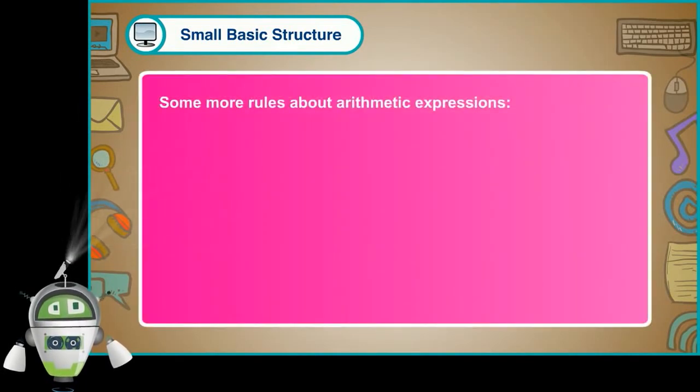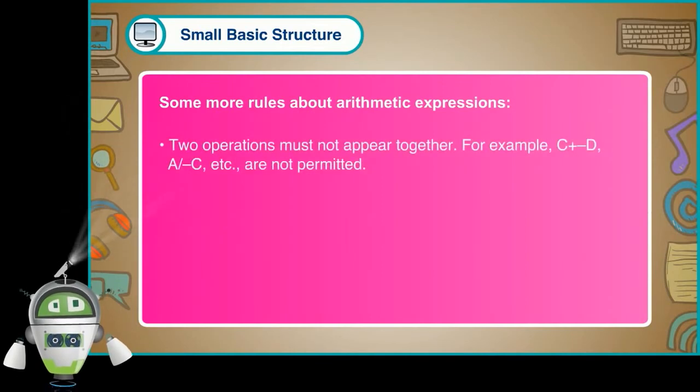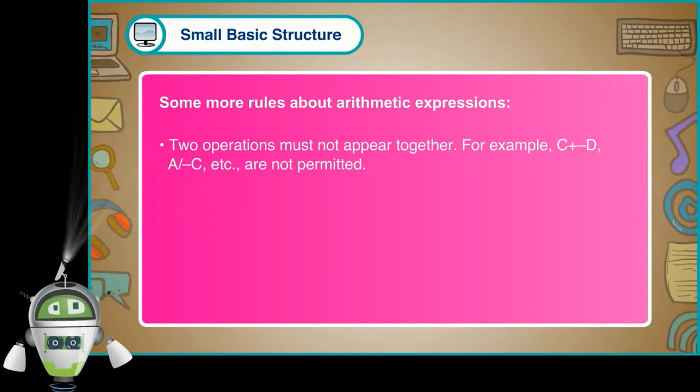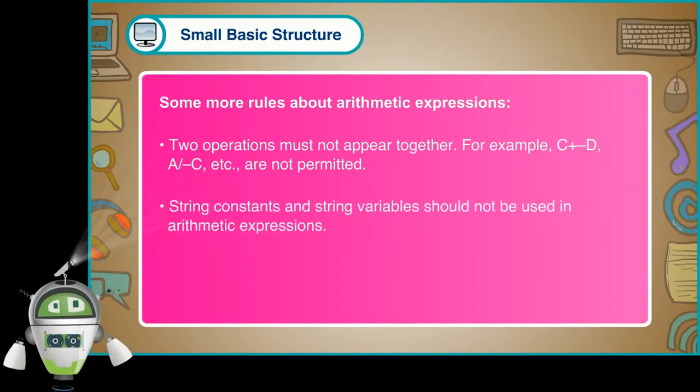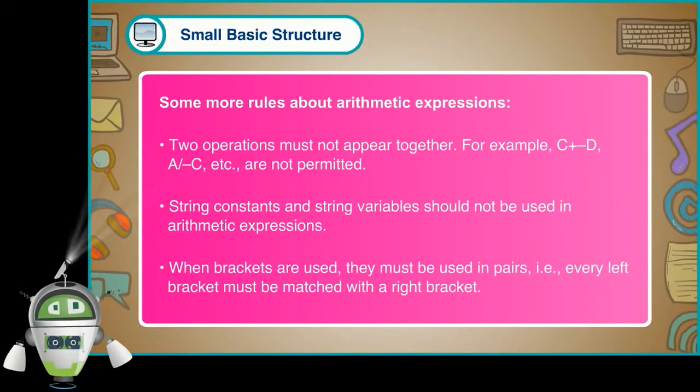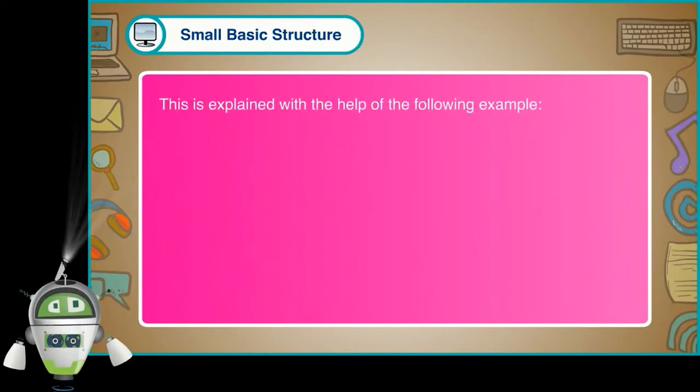Some more rules about arithmetic expressions. Two operations must not appear together. For example, C plus minus D or A division minus C, etc. are not permitted. String constants and string variables should not be used in arithmetic expressions. When brackets are used, they must be used in pairs. That is, every left bracket must be matched with a right bracket. This is explained with the help of the following example.